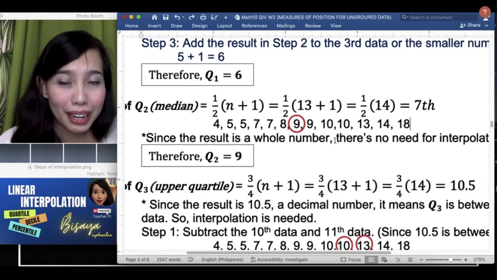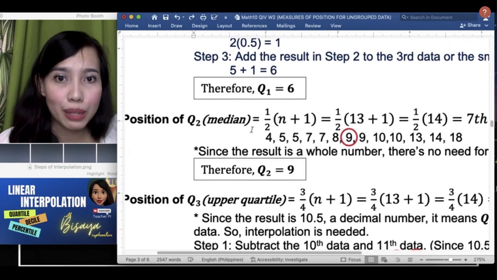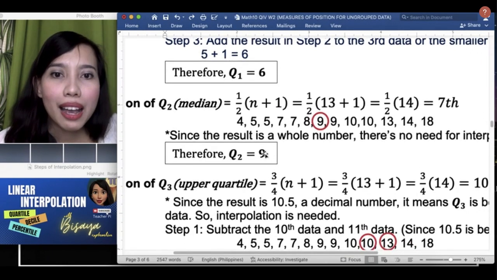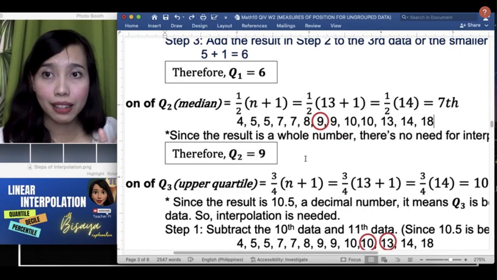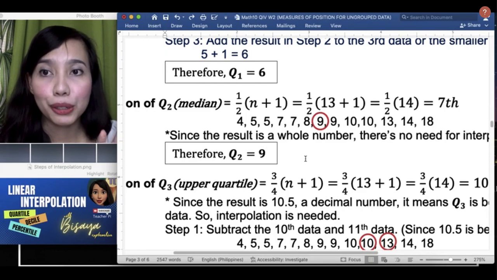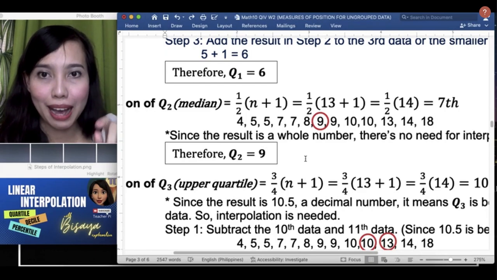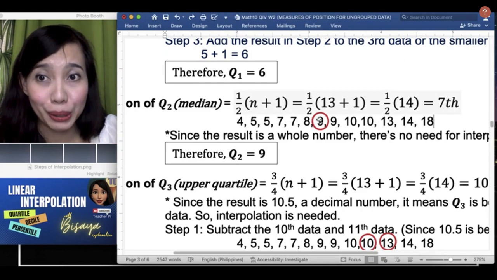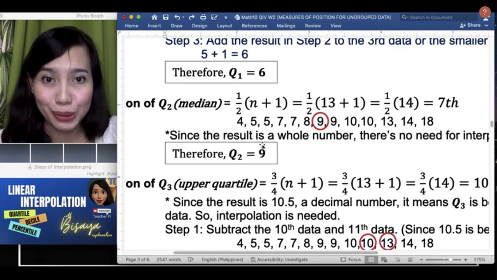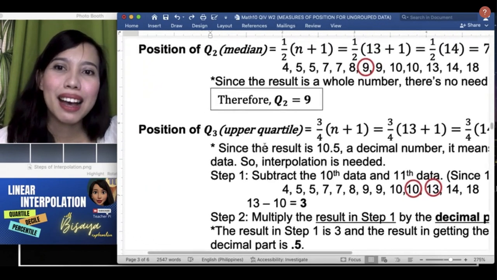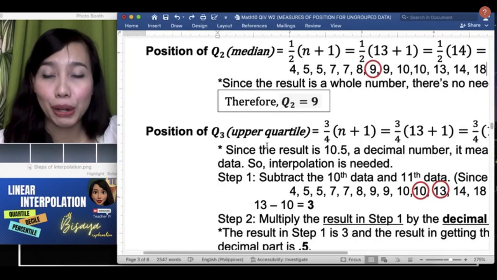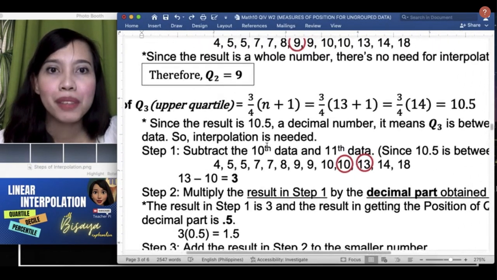It's not 7, okay? It's just a position of Q sub 2. So, ang 9 ang median ani nga data. Again, dili na kinahanglan mag-interpolate kung whole number na atong makuha sa position sa Q sub 2, Q sub 1 man na, or Q sub 3. Let's have the position of Q sub 3, or the upper quartile.